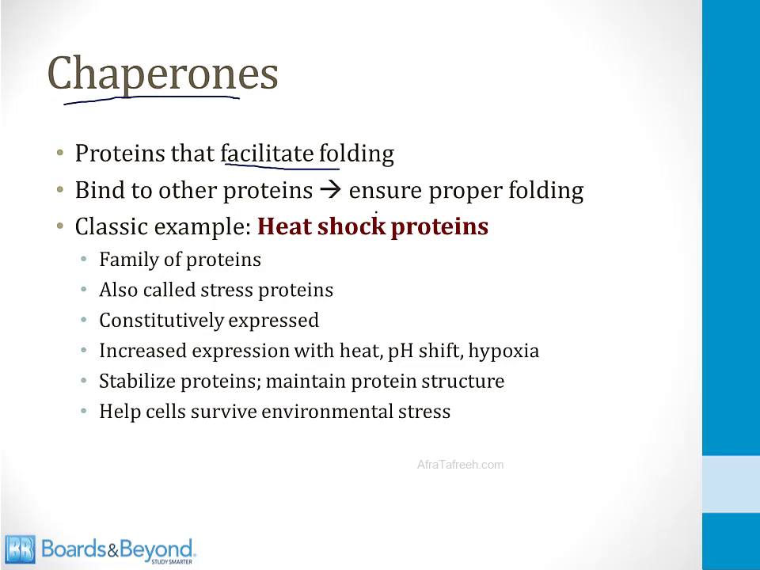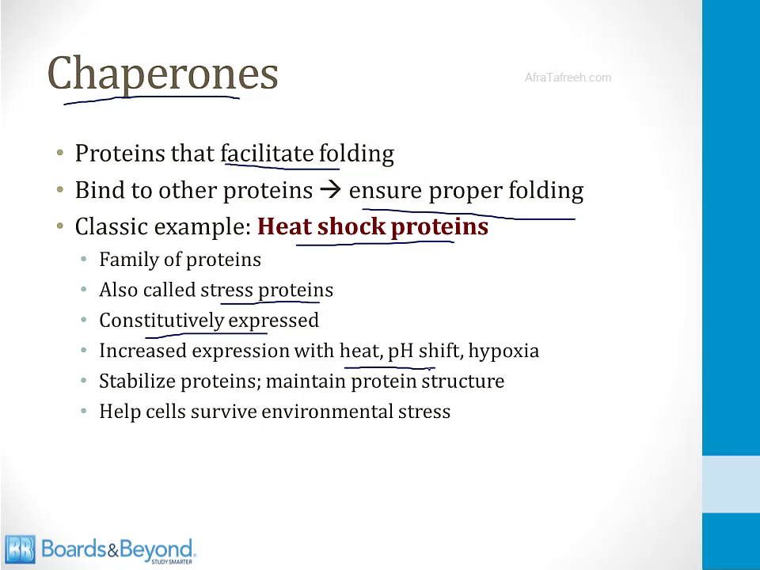They bind to other proteins and ensure proper folding and stability. And the classic example of a chaperone are the heat shock proteins. Heat shock proteins are a family of proteins also called stress proteins. They are constitutively expressed. In other words, they're always present in cells, but their levels are increased in the presence of heat, a pH shift, or hypoxia.